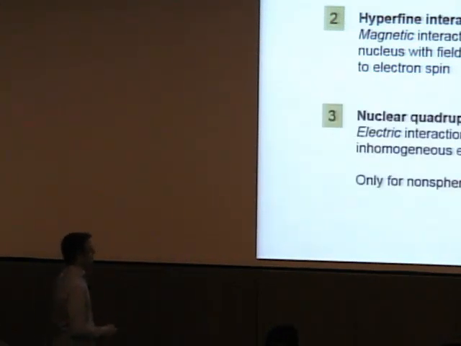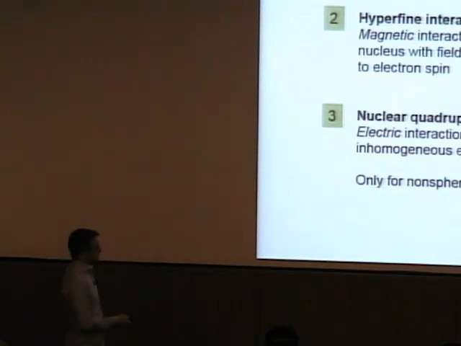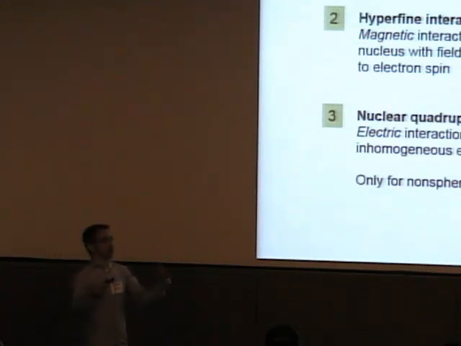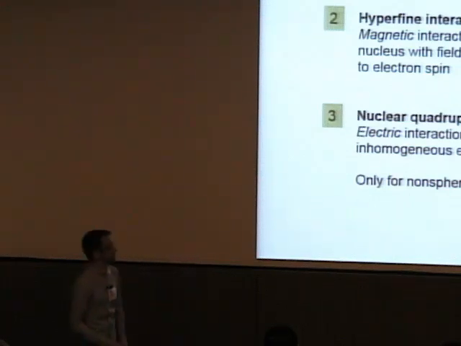Then the third interaction is actually an electric interaction. There's interaction between a non-spherical nucleus and an inhomogeneous electric field. This is really valuable in certain cases, but much, much less important than a hyperfine interaction, which carries most of the information you want to get from pulse EPR. So people often call pulse EPR for bioinorganic purposes hyperfine spectroscopy. It's a way to figure out hyperfine coupling.